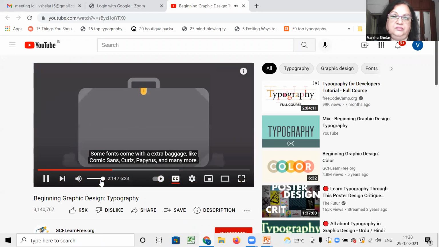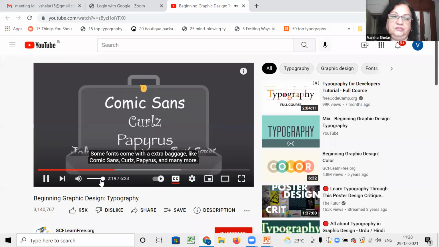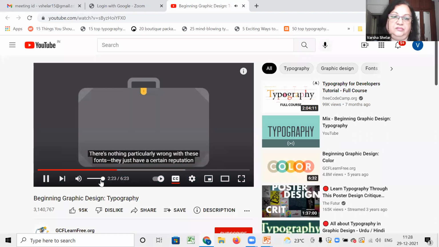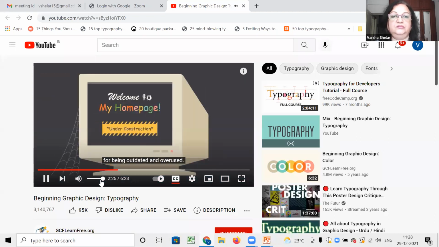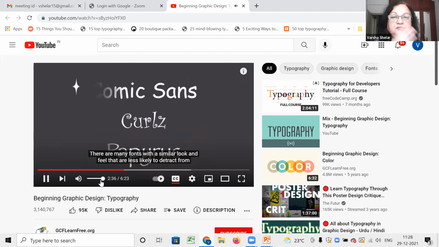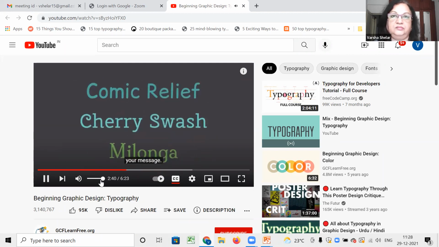Some fonts come with extra baggage, like Comic Sans, Curlz, Papyrus, and many more. There's nothing particularly wrong with these fonts. They just have a certain reputation for being outdated and overused. If you find yourself tempted by them, think twice and consider using something else. There are many fonts with a similar look and feel that are less likely to detract from your message.